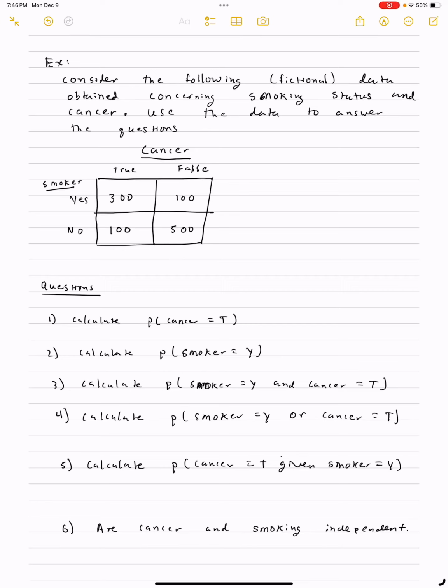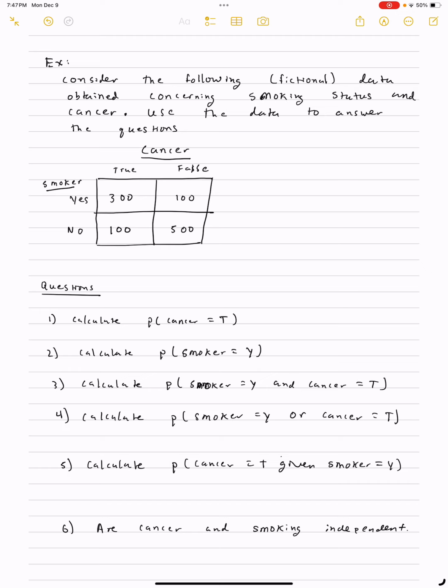Today we're going to be talking about probability that corresponds to observational data and comes from a table of counts. This is quite common in many situations, but we're going to consider the following table that shows the status of cancer: if they have it, it's true. If they don't have it, it's false. And if the individual was a smoker or not.